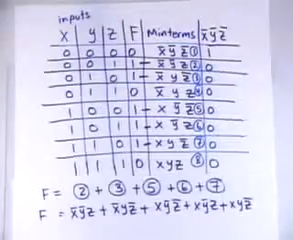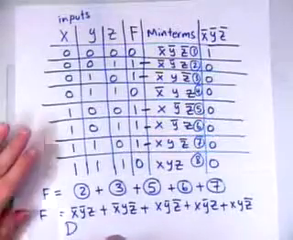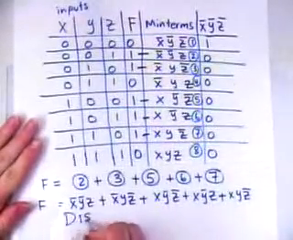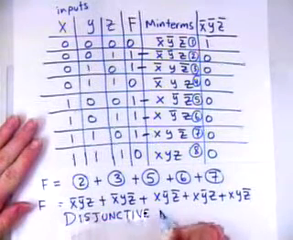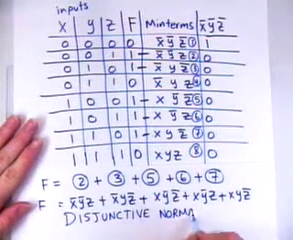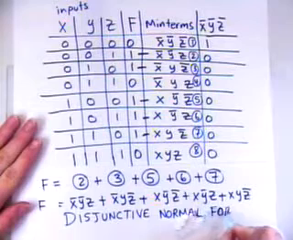And this cool thing is called disjunctive normal form. If I OR minterms to make a function, that's called disjunctive normal form. Let's write the name of that because it's important. Disjunctive normal form.